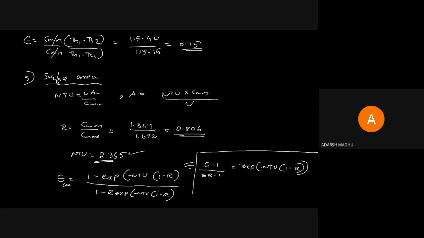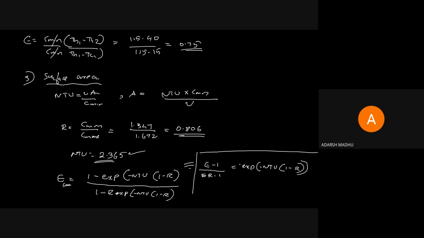We can also do it using the equation. That is, this is for counter flow; if it is parallel flow, it is different. For a counter flow, we can rearrange this equation as E minus 1 by ER minus 1. E is effectiveness, we know that 0.75 is the effectiveness value, and R is C minimum by C max.